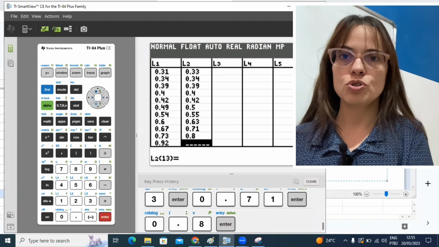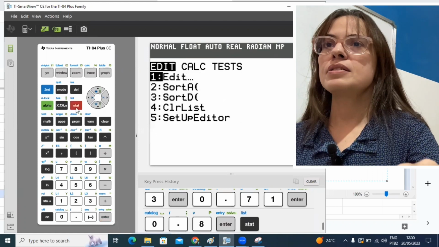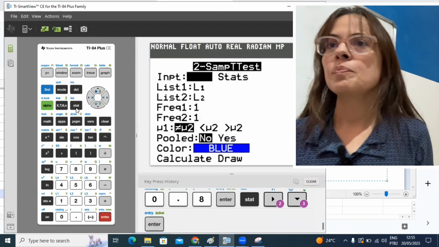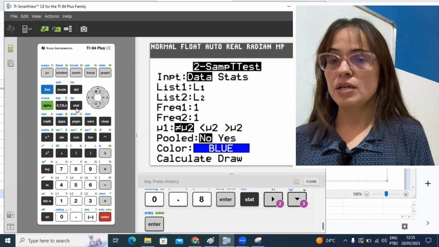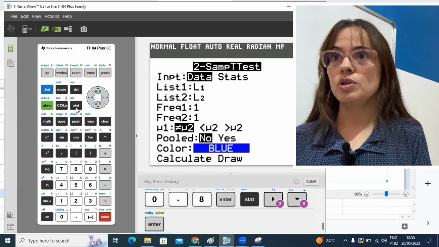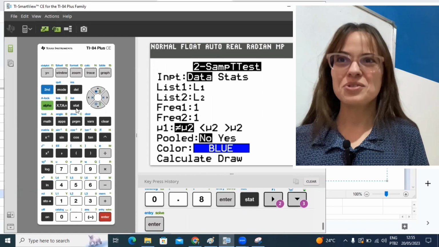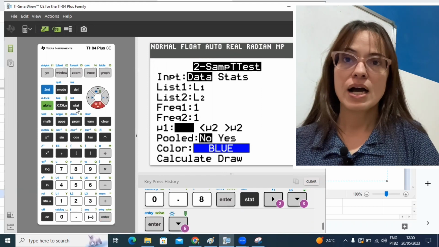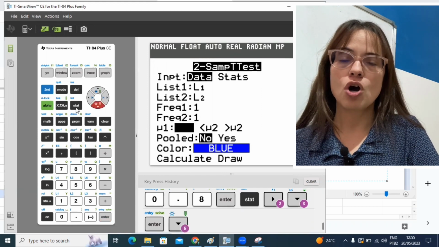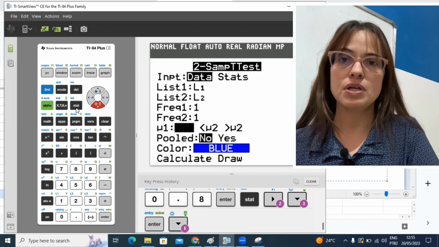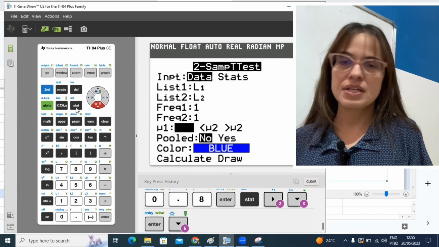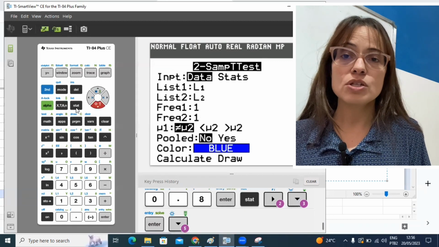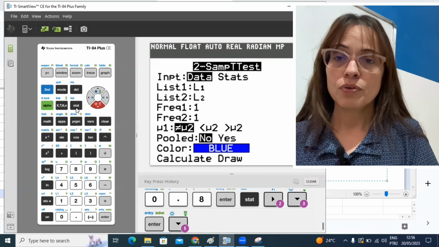And let's get back into the tests menu, stat, tests, and the two-sample t-test is right here. Again, you have the option of doing this with data or with stats. I'm going to keep doing it with data. The list 1 is L1, the list 2 is L2. The frequencies are both 1 because I am not using frequency tables. Again, for this case, I get the option of my alternative hypothesis being the means are different, or the second mean is bigger, or the second mean is smaller. You're going to make that decision based on what you suspect from your data.